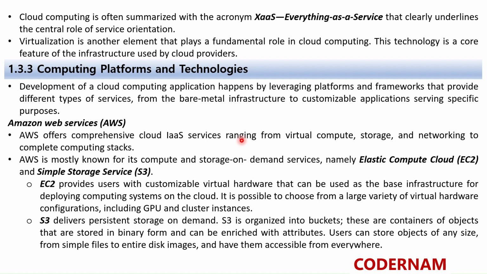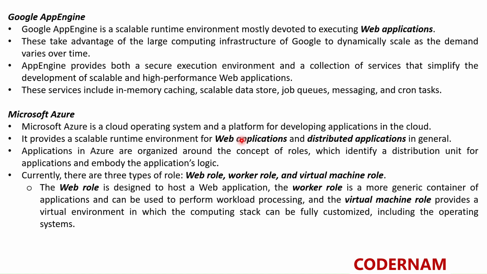So we have Amazon Web Services, which we will be discussing in the future, in the fifth video. In brief, it offers comprehensive cloud IaaS services ranging from virtual compute, storage, and networking to complex computing stacks. AWS is mostly known for its compute and storage on demand. We will have EC2, that is the computing on-demand service, and Simple Storage Service, which we will be learning in the fifth video.